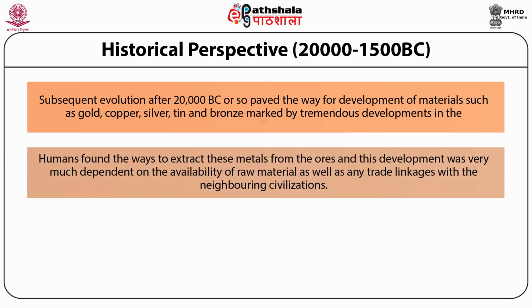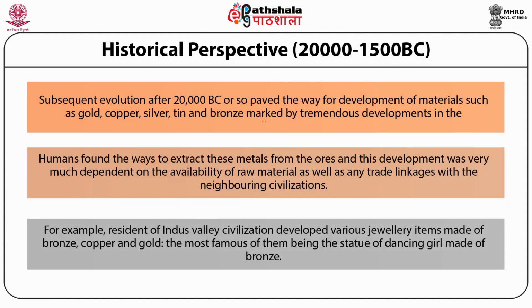Humans found ways to extract these metals from the ores. This development was very much dependent on the availability of raw material as well as any trade linkages with the neighboring civilizations. For example, residents of the Indus Valley civilization developed various jewelry items made of bronze, copper, and gold. The most famous of them being the statue of a dancing girl made of bronze.